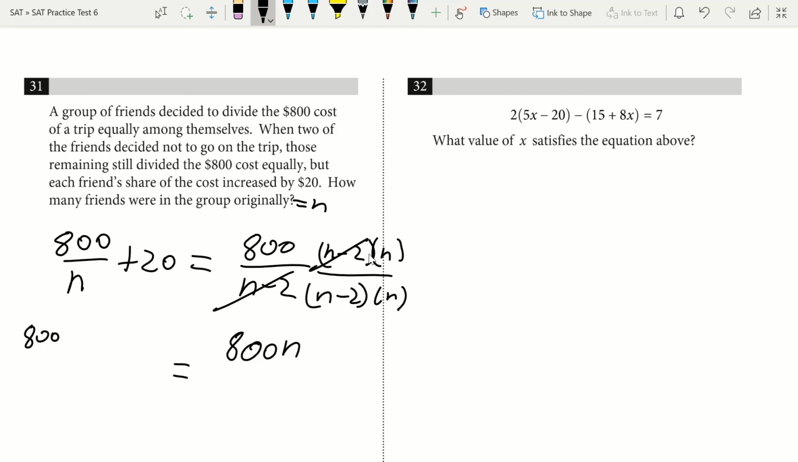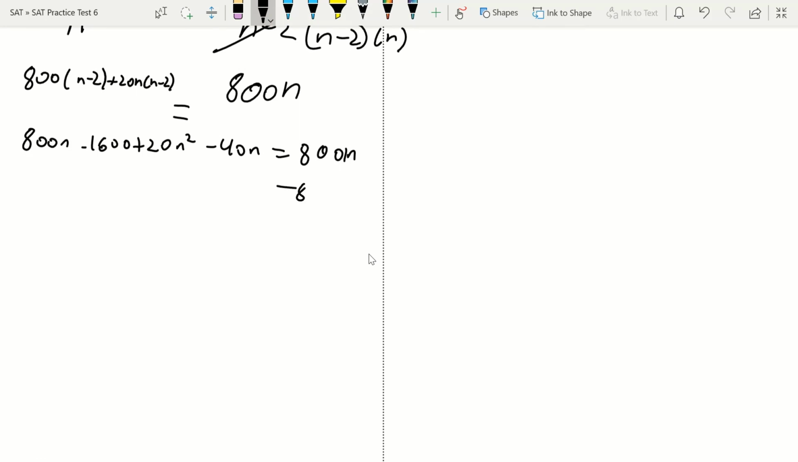So when I do this, I'm going to see that my n is going to cancel. I'm going to have 800 times n minus 2, and then I'm going to have that plus 20n times n minus 2. All right, so 800 times n, that's going to give me 800n minus 2 times 800, that's going to be minus 1600. All right, and then I have plus 20n squared, and then I have minus 40n, and that's going to equal that 800n. All right, I'm going to set this equal to 0, and then I'm going to factor out to solve. So I'm going to go ahead and get rid of 800 on each side, right? Subtract 800 here, subtract 800 here, all right, that's going to cancel. All right, so now I've got 0 is equal to 20n squared minus 40n minus 1600.